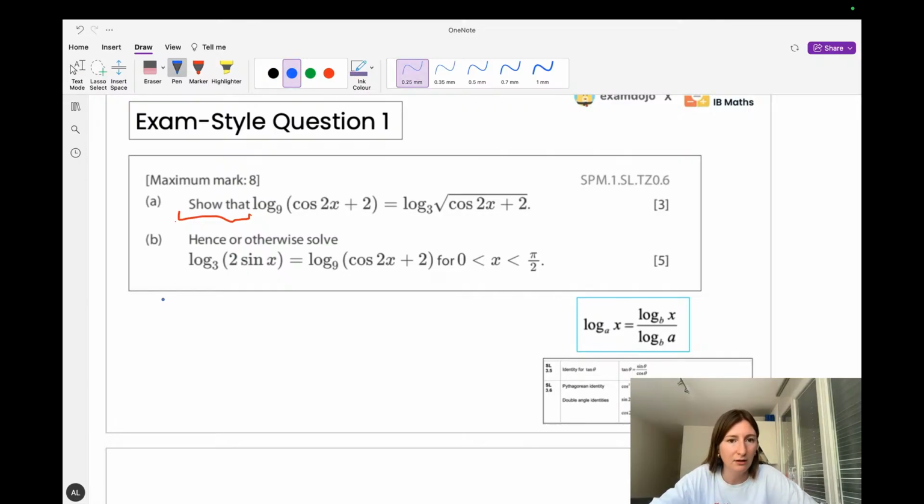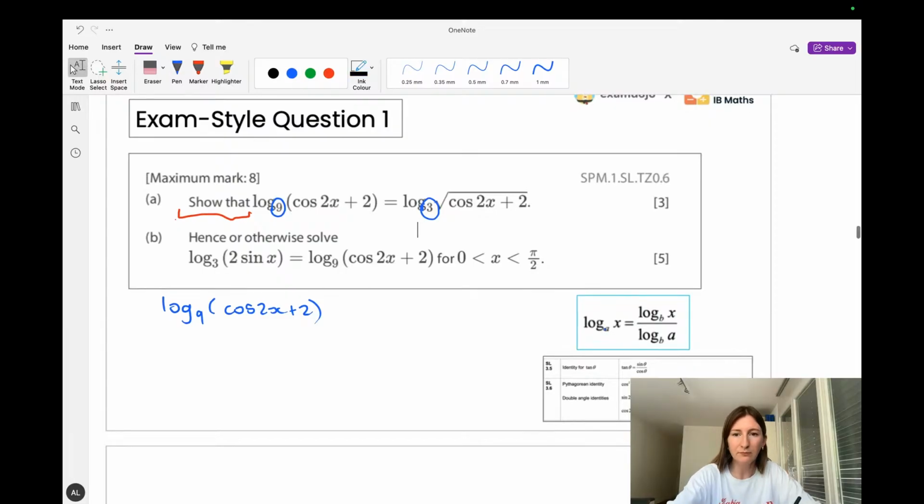All right, so log base 9 of cos 2x plus 2, I have to turn into looking like this. The thing I noticed with logs is that we want them to have the same base. This base and this base are not the same, so I can't perform any of my log laws. I'm going to need to get them to have the same base, and I can do this with the change of base formula.